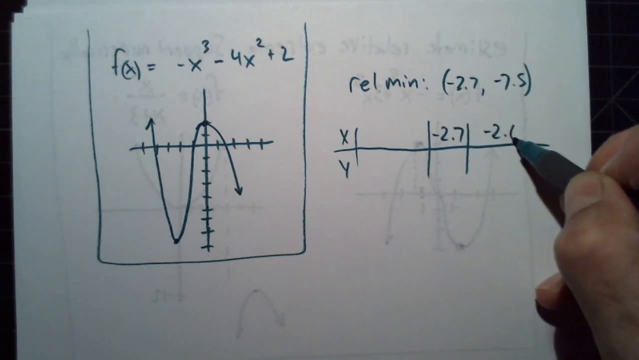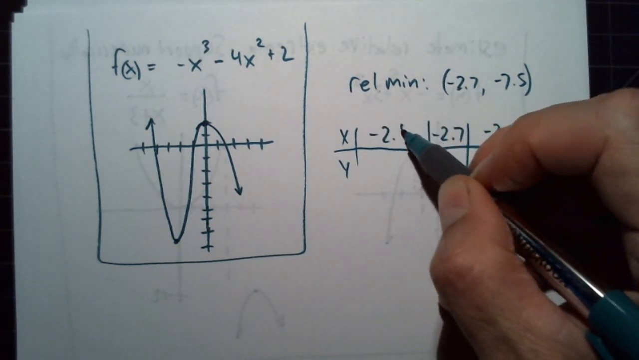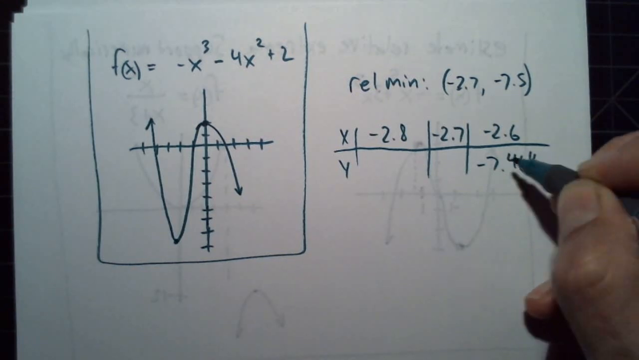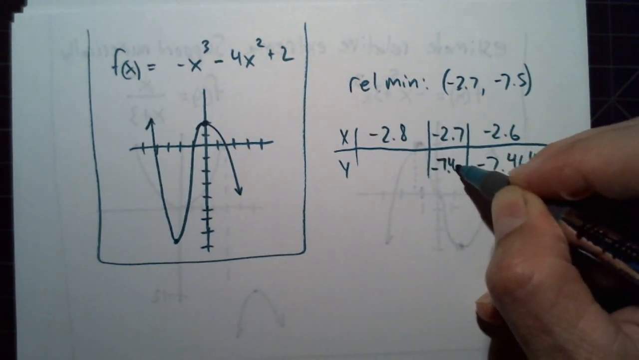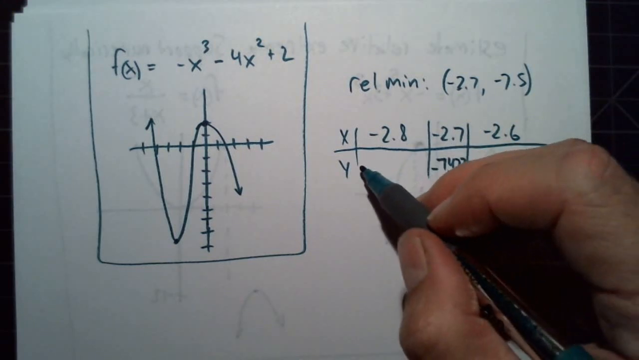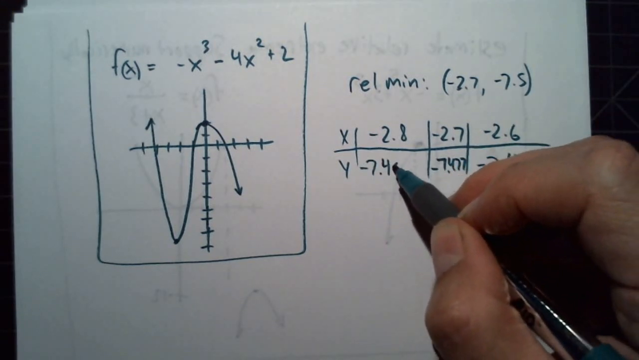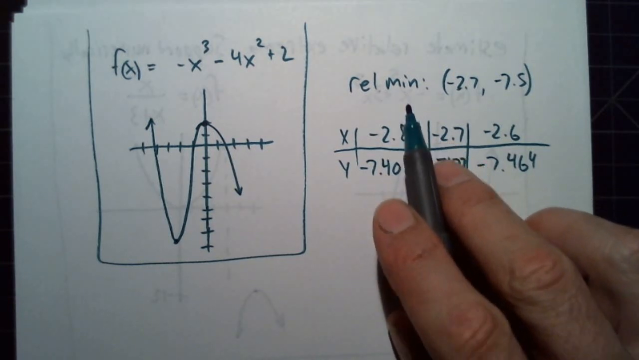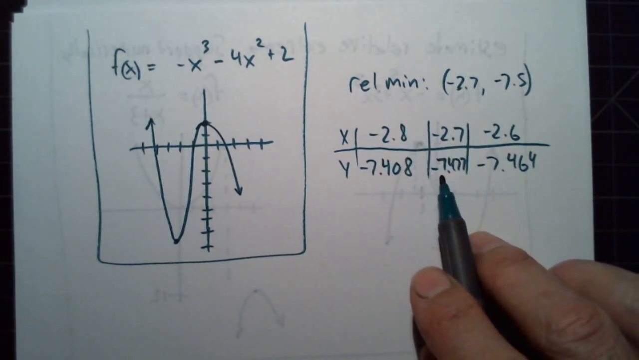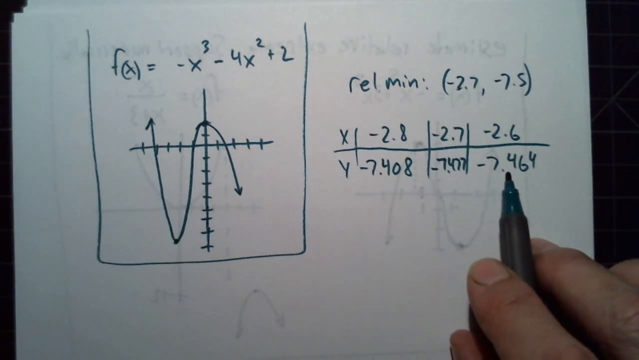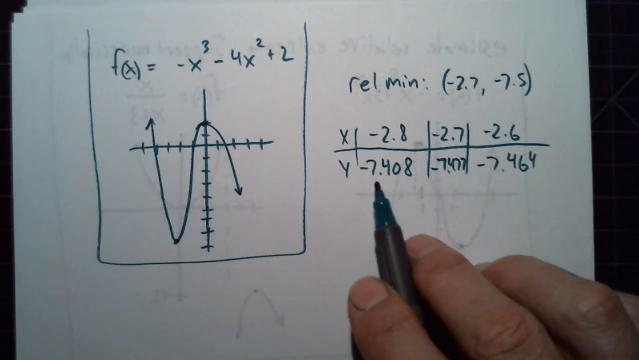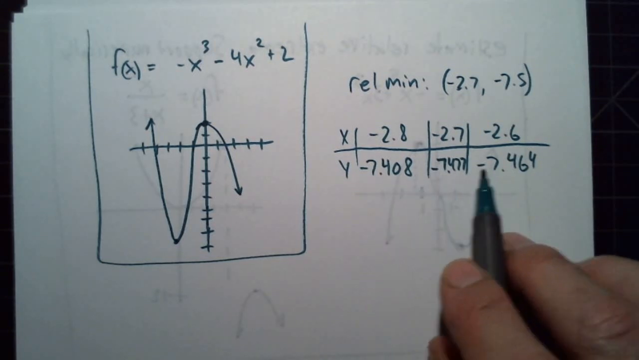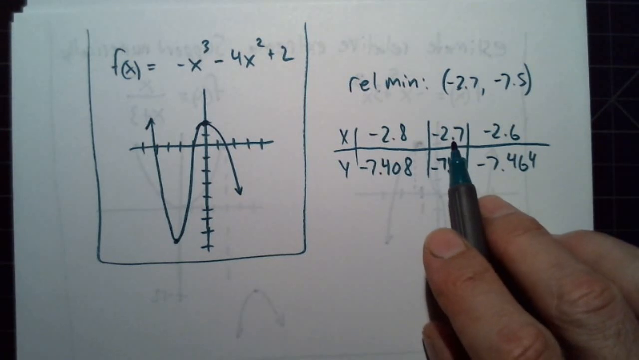We have to go on either side of -2.7, and we have -7.464, -7.477, -7.408. All right, we say it's a minimum, so it needs to be the lowest point. -7.477 is lower than -7.464, and here we have -7.408, so that is the lowest value out of these three, and that supports that there's a minimum there.